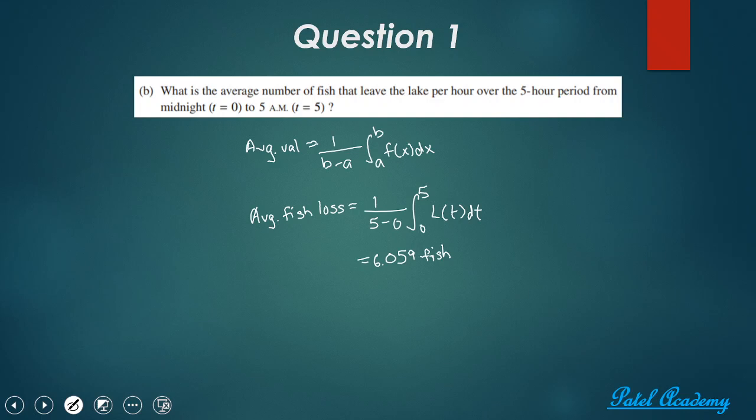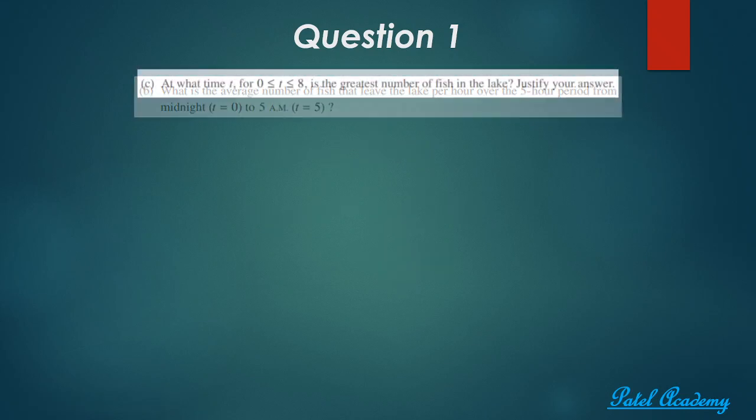Alright, so our average fish loss is 6.059 fish. And keep in mind, we don't have to do any rounding over here, so this is our final answer. And as you can see throughout this timed walkthrough, I like to double underline or maybe box my answers, just makes it clear what my final answer is if I don't give a full sentence statement.